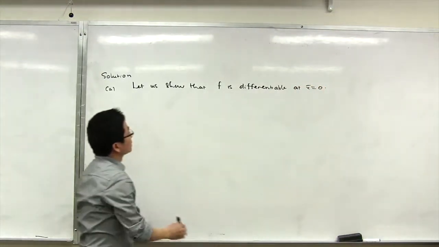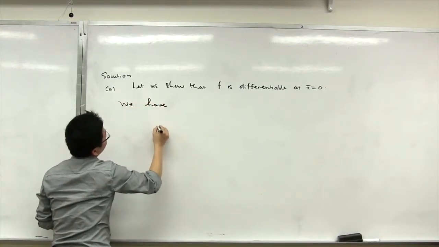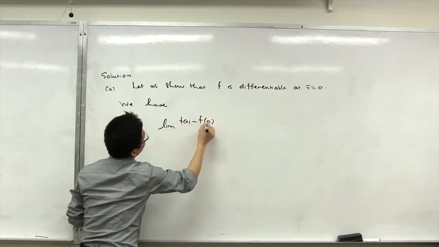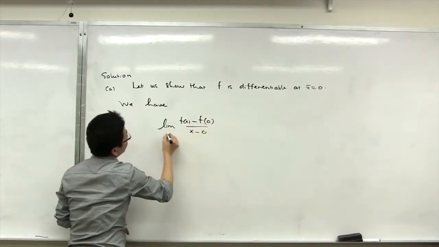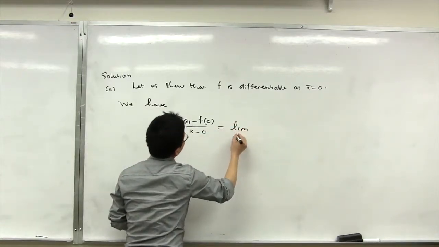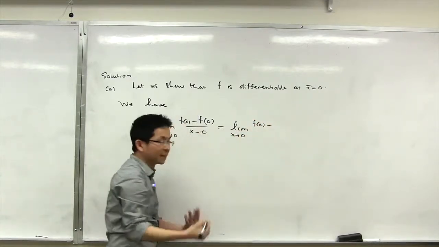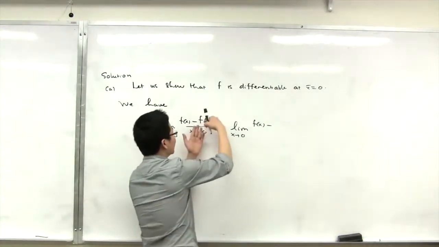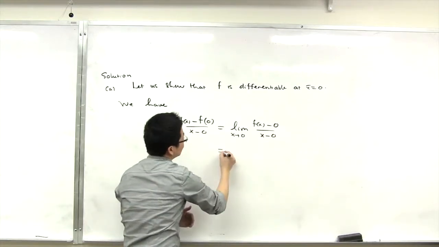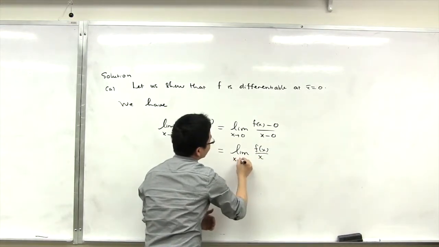Okay. Now we have the following. The limit of f of x minus f of 0 over x minus 0 as x approaches 0 is equal to the limit as x approaches 0 of f of x minus, as you can see, f of 0 is 0, so we replace f of 0 by 0 over x minus 0.